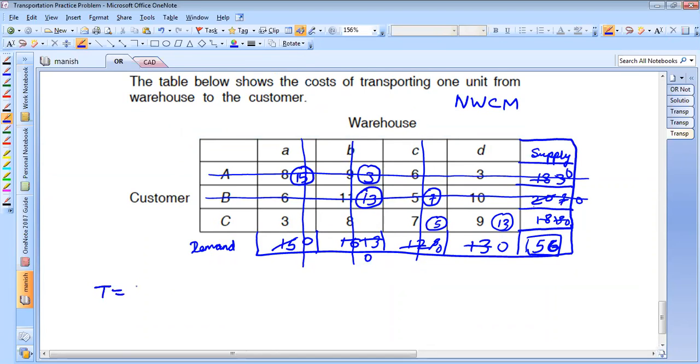I like cost of transportation to be written as T, so it becomes 8 into 15 plus 3 into 9 plus 11 into 13 plus 5 into 7 plus 7 into 5 plus 9 into 13. Please do the calculation and tell me the answer.